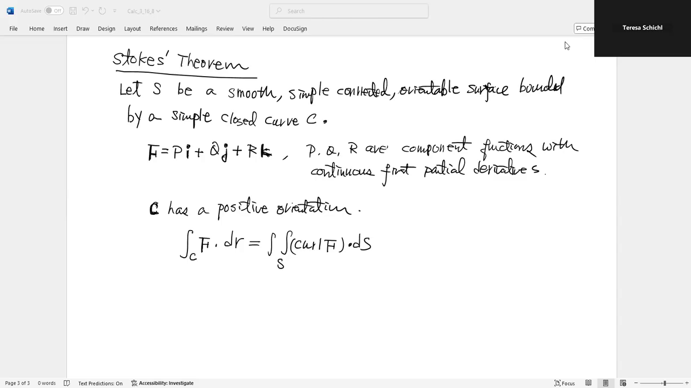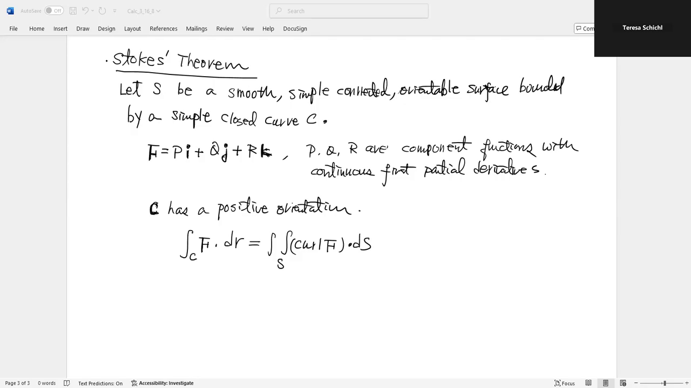So today, in this video, the problems we're going to practice are related to Stokes' theorem. First, let's take a look at what Stokes' theorem is. This is related to surface integration, like we talked about in the previous videos. All right, so let's state Stokes' theorem.